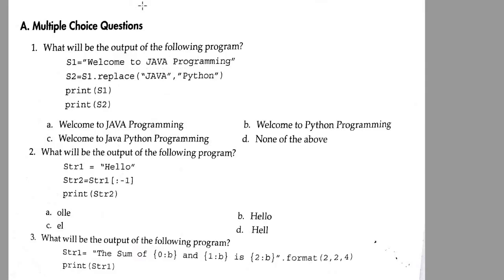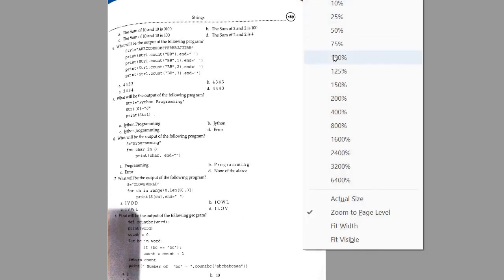Okay. The third example is asking what will be the output of the string. This is the whole string. Find the sum of 0, b and 1, b and 2b. Format 2 to 4. It's just saying you have to format 2 to 4. Now print string 1. Let's see the options. Wait a minute, I will show you the options also. I will increase the font.